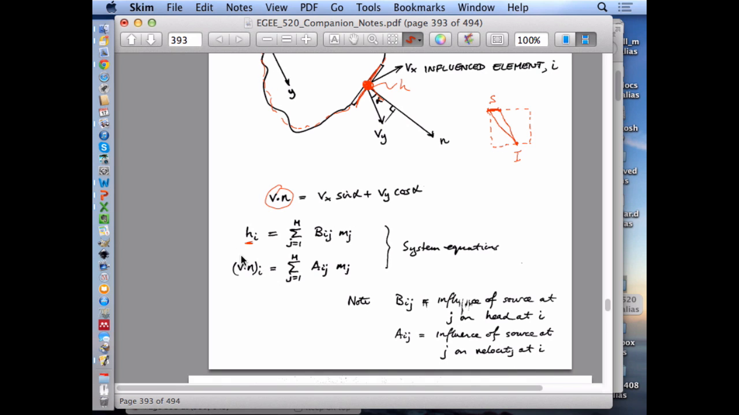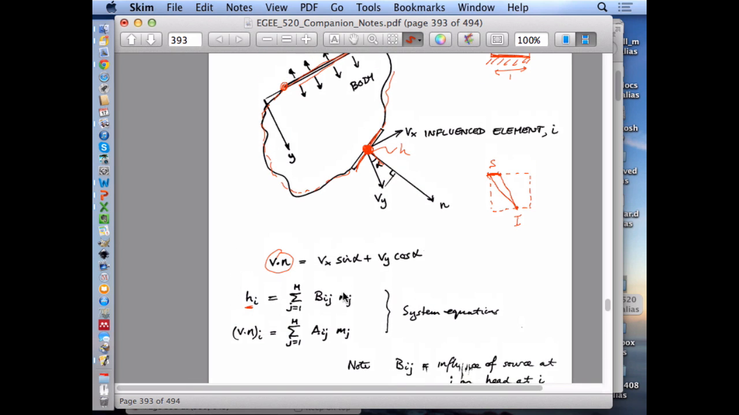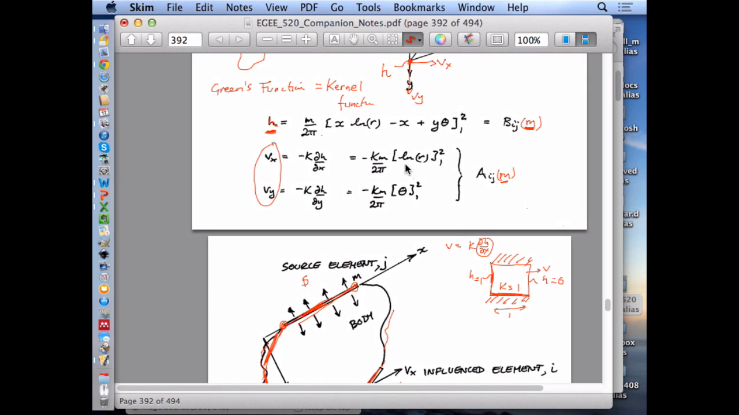The head at the influenced node is a result of these geometric coefficients and the strengths of the sources or sinks that we apply at the source node here, and then at another one here, and then at another one here, and then at another one here, etc., to make up this boundary. And so we'll have a matrix equation which could define the heads induced as a function of a whole bunch of sources. Likewise, we could calculate what the normal to the boundary velocities would be as a function of those same sources, but the influencing function is just slightly different because it conforms to these components here.